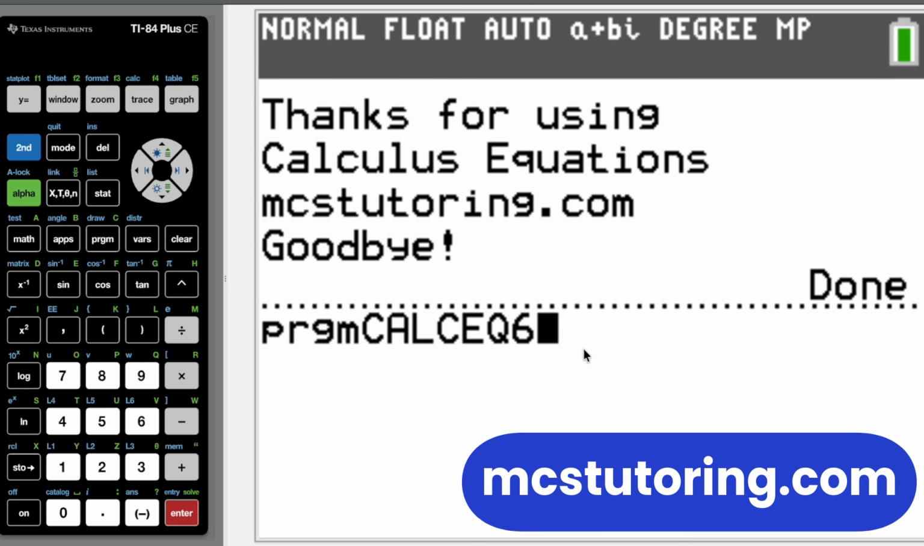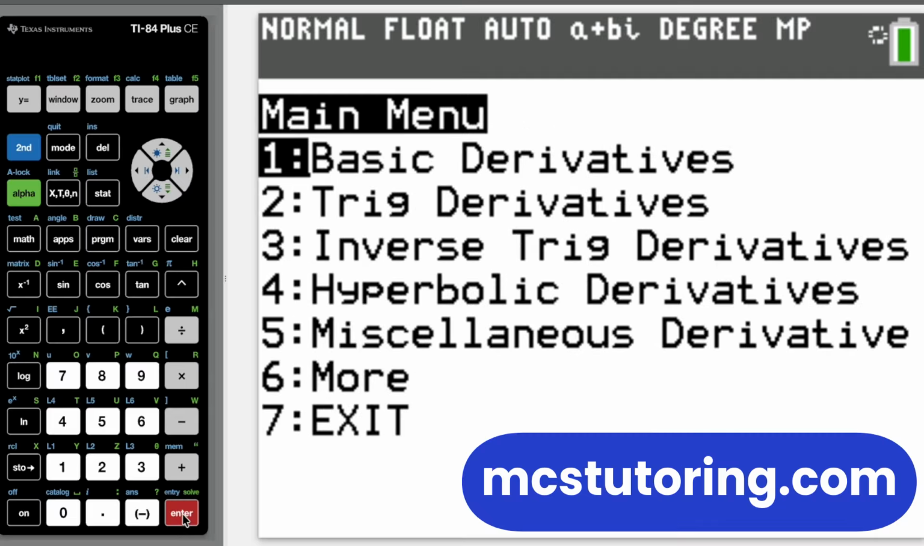And then this is the funky part. This is where people get stuck. You have to press Enter twice. It's 80s technology, so please be patient. And there are an assortment of videos to walk you through all the programs available from mcstudium.com. So without further ado, let's get through this.